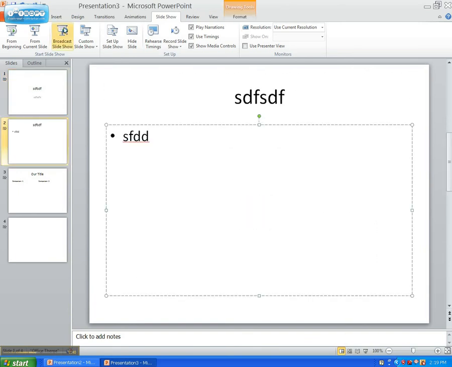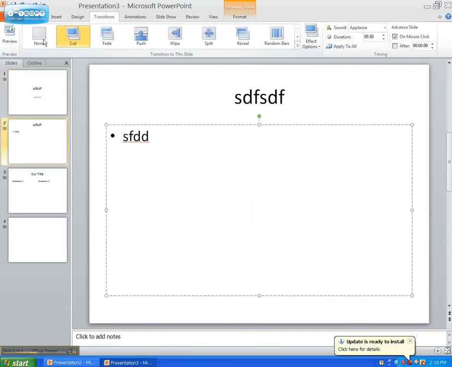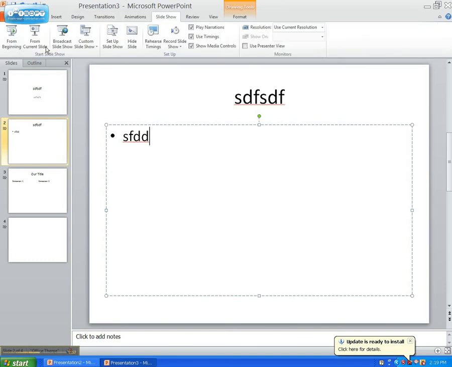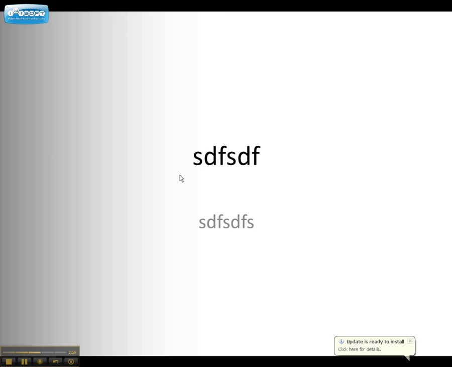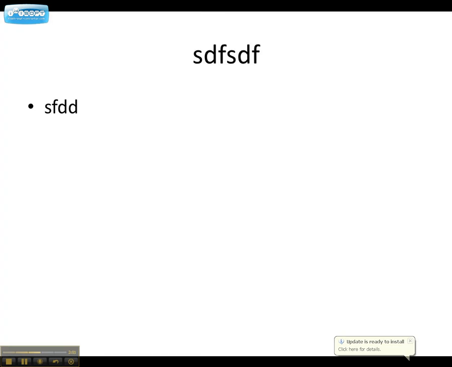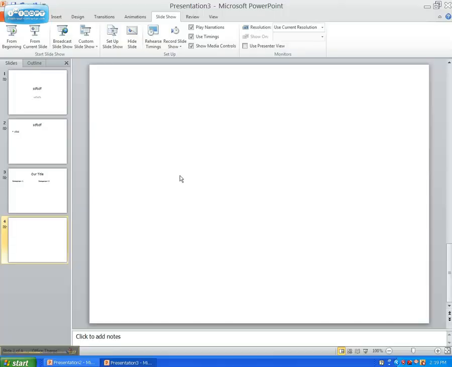Okay, let's go back to our transitions, and a cut really is probably just jump right to the next one. But if we do a wipe, maybe take off the sound, apply to all, and now we can go watch our slideshow, and that's what the wipe looks like. So I click on it, the next slide comes in, it kind of fades in. That's just one example of the transitions.